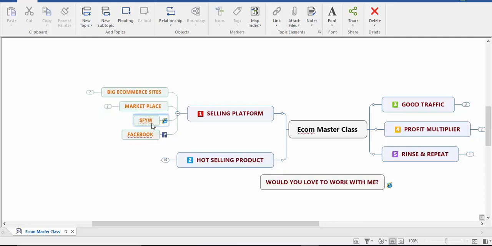Then we have selling SFYW. It's another platform where you can sell your product. The full meaning of SFYW is sell from your own website. You can actually own your own website. It can be a single niche site, and it can be a multiple niche site. What I mean by a single niche site is this.